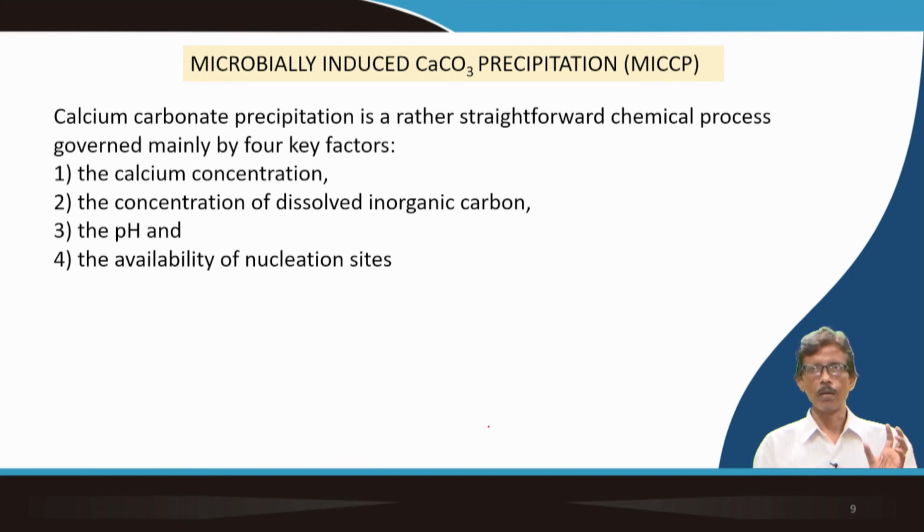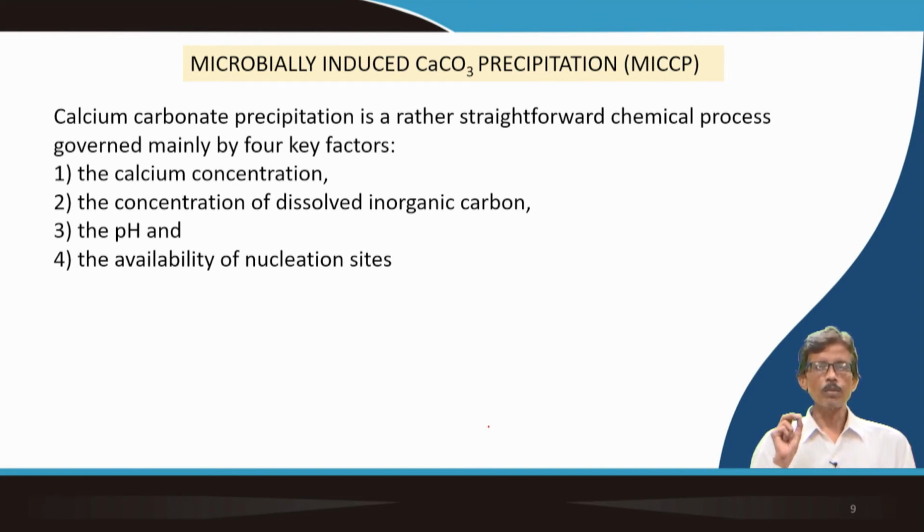But in this class we are not talking about the role of the metal ion, we are talking about the role of the anionic, inorganic part, that means the carbonate part. It is a very straightforward chemical process, mainly by 4 important steps. First, the availability of calcium: you can add calcium solution externally to a solution of bicarbonate or carbonate. So, the accumulation of calcium is important.